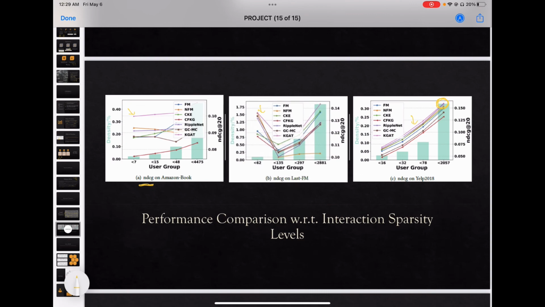Also, it is important to note that one possible reason for this negative effect is that higher order connectivity can introduce more noise into the user's performance, which is why we see this negative dip.